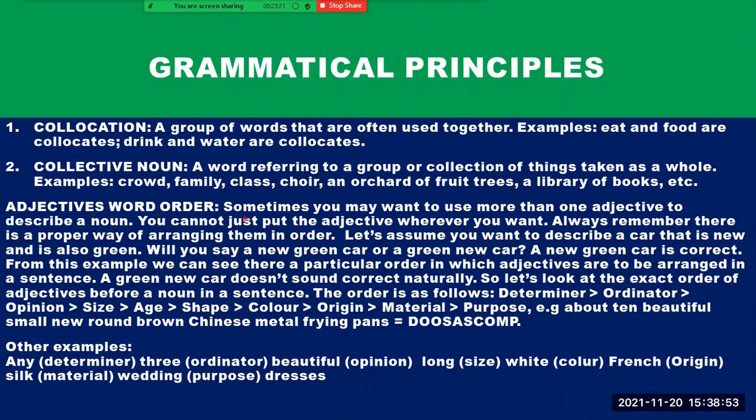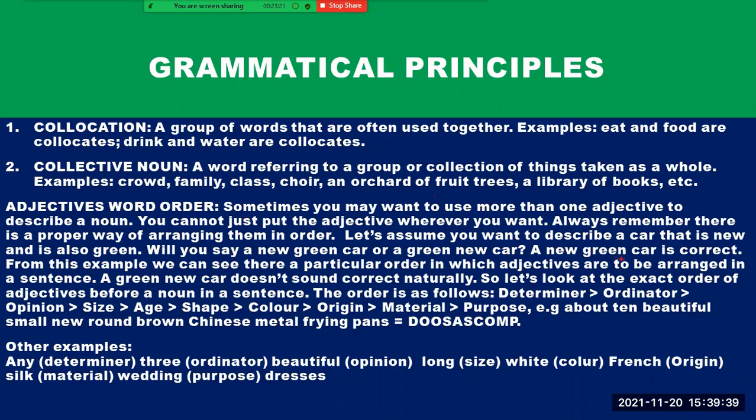Now, adjectives word order, sometimes you may want to use more than one adjective to describe a noun. You cannot just put the adjective wherever you want. Always remember there is a proper way of arranging them in order. Let's assume you want to describe a car that is new and is also green. Will you say a new green car or a green new car? Now, let me pause for a moment and have you thinking, what would you have said? A new green car or a green new car? Confusing, right? That's why you need to master the order of adjectives.